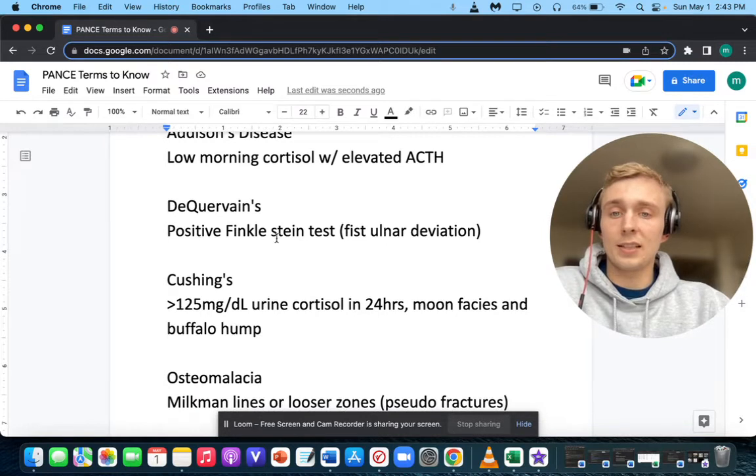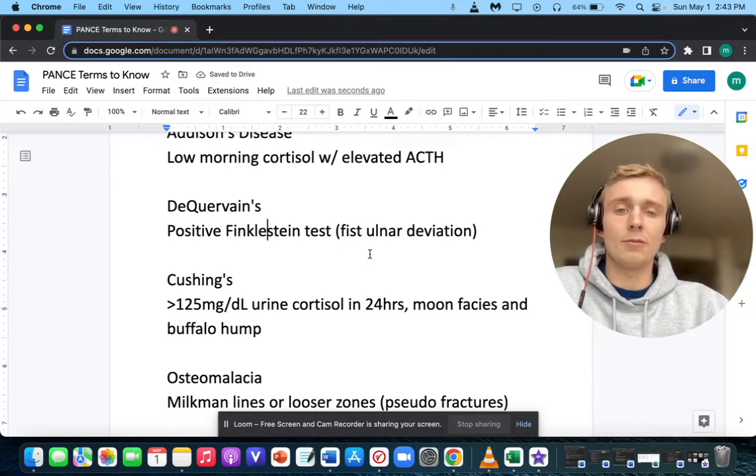Positive Finkelstein test. So positive Finkelstein test is you're making a fist and you're doing ulnar deviation, and that's de Quervain's tenosynovitis. So Finkelstein's test, which is the ulnar deviation, you're going to have de Quervain's tenosynovitis.